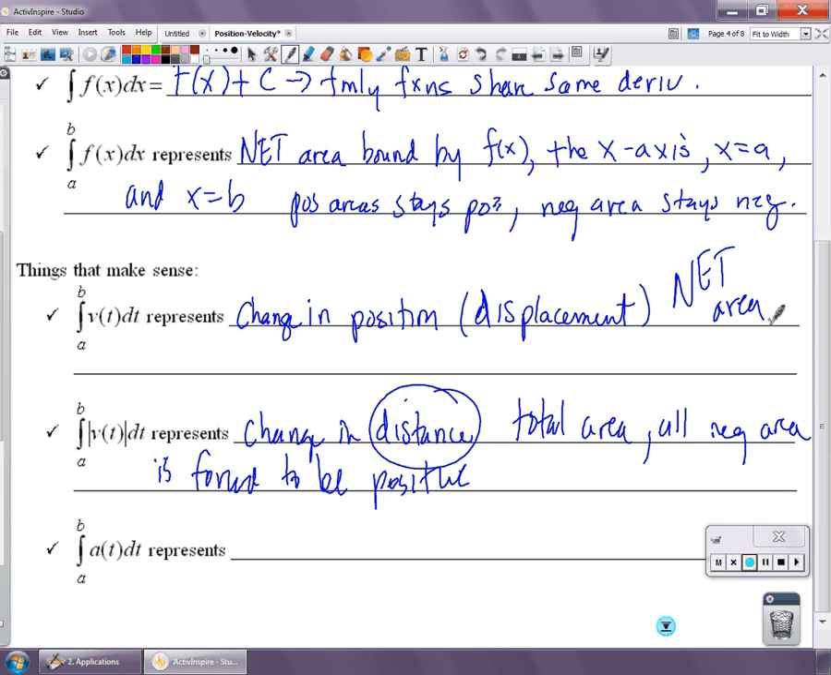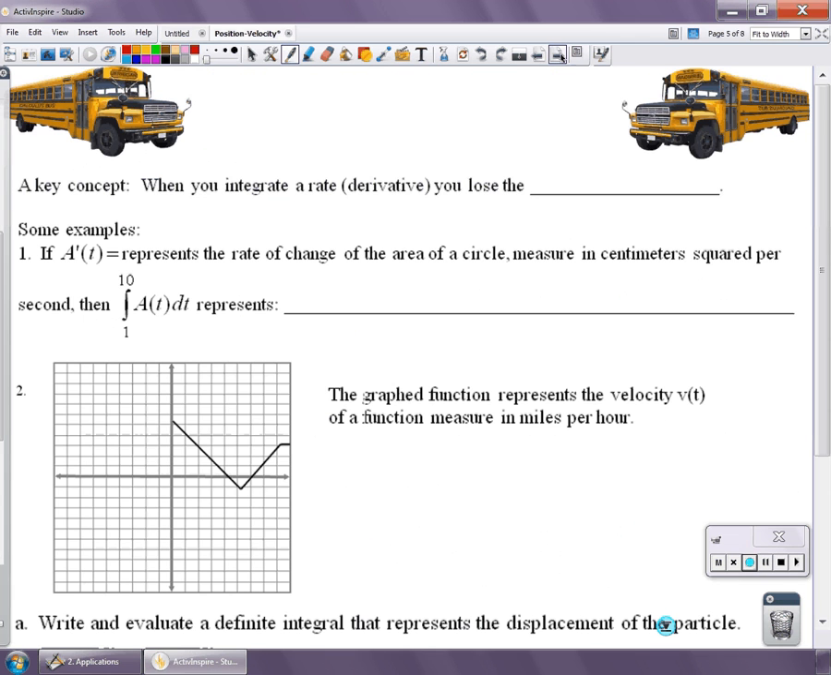The antiderivative of acceleration will be change. Remember, we're going back. Change in velocity. So that would be equal to v of b minus v of a over b minus a. Okay, just review. Nothing new there. Not trying to teach you anything here. Just get it back into your brain.